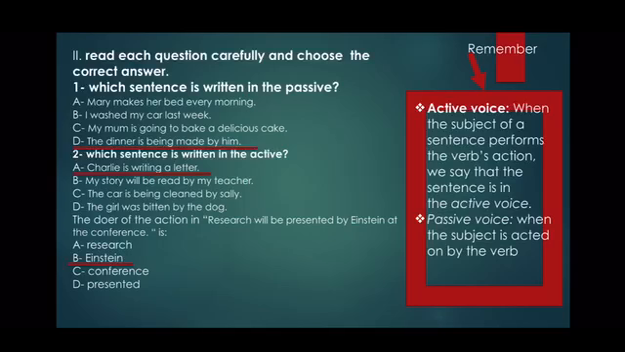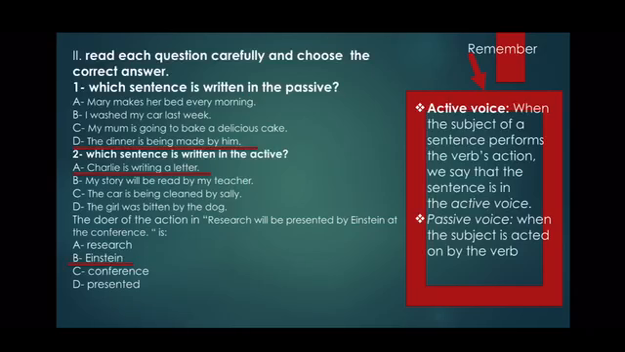Which sentence is written in the passive? I have the first sentence, which is Mary makes her bed every morning. Who makes her bed every morning? Mary. So I have here the doer of the action in the place of the subject. So it is in the active. So A is out. I washed my car last week. Who washed your car? I did. So here I, the doer of the action, in the place of the subject. So it is an active sentence.